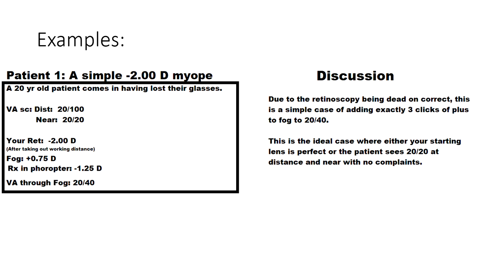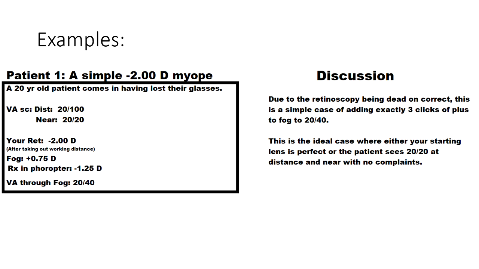Let's look at some examples of fogging a patient. In this example, we have a -2 myope. They're 20 years old, having come in without their glasses, so we don't know what their prescription actually is when we're seeing them. They see 20/100 at distance and 20/20 at near. It kind of matches up with our -2 lenses. You read a -2, which is exactly what their prescription is.